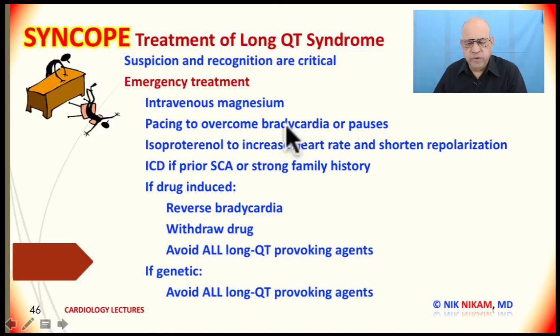Sometimes we can use pacing to overcome bradycardia or pauses. Isoprel can also be used to increase the heart rate and shorten the repolarization. ICD may be recommended in patients with significant arrhythmias or a strong family history of sudden death. If this is drug-induced, we withdraw the drug. If it's genetic, avoid all QT prolonging agents.